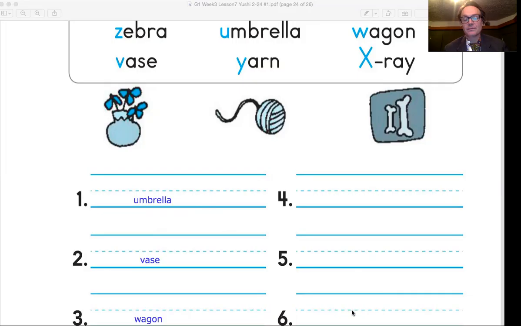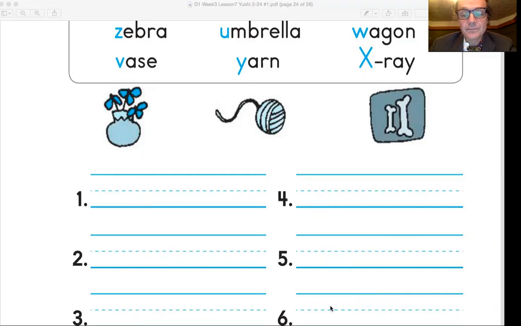And number 4 is going to be X-ray. And number 5 is going to be yarn. And number 6, which I'm going to have to squeeze in here, is zebra. There they are. Is that what you have? That's the proper alphabetical ABC order, right? So let's go on.